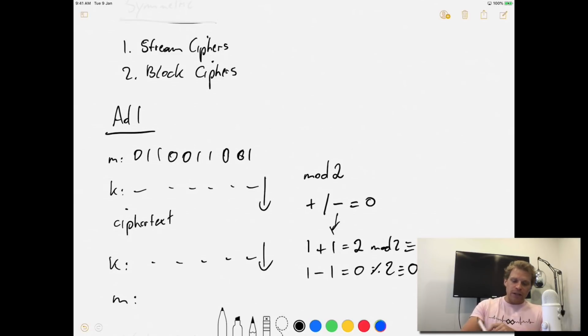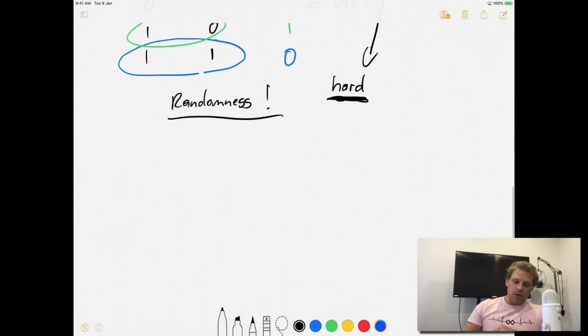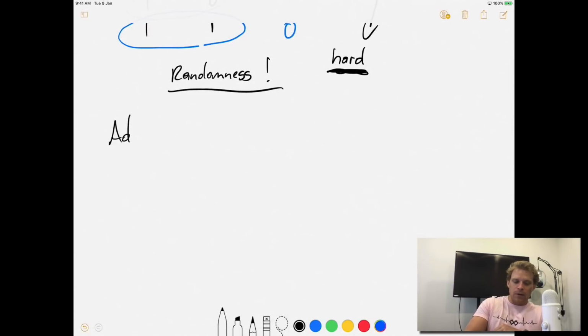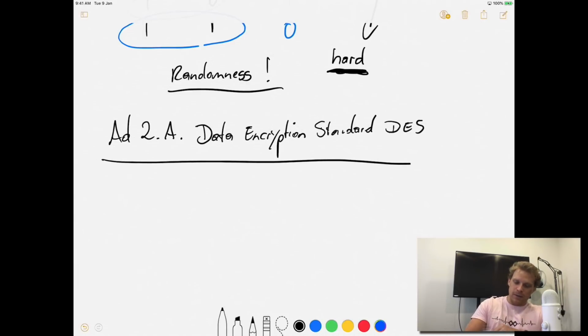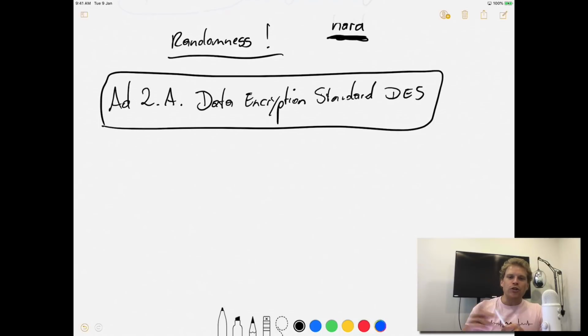Now, let's go into block ciphers. And block ciphers, we're just going to discuss one, and that's the data encryption standard. That was kind of the first block cipher. But we're really mainly going to go into the advanced encryption standard, right? So let's kind of cover those. So let's talk about DES, which is the data encryption standard. Also, AES is a very interesting one to know.